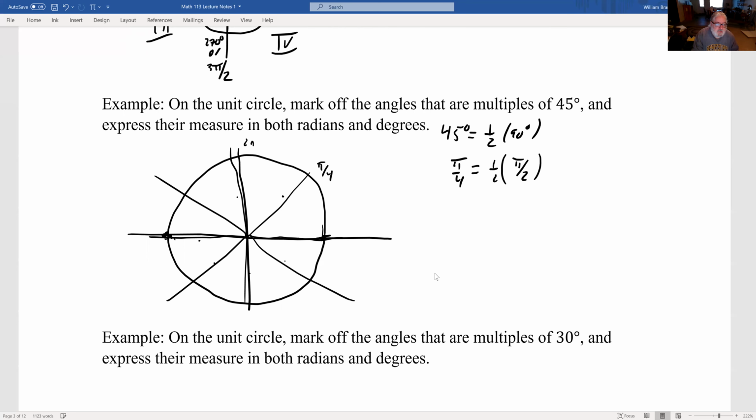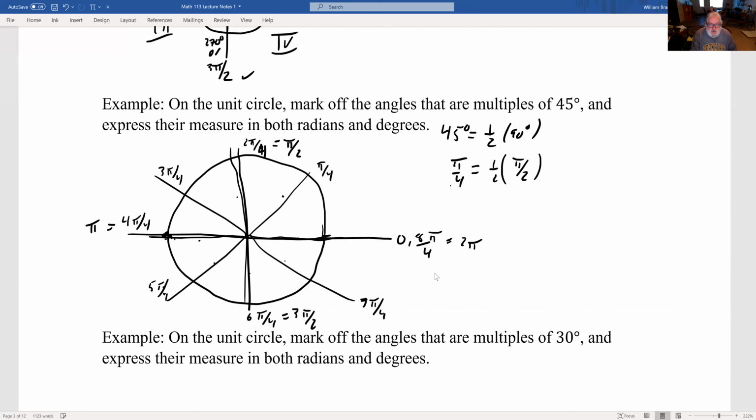This is 2 pi over 4, 3 pi over 4, 4 pi over 4, 5 pi over 4, 6 pi over 4, 7 pi over 4. And this is either 0 where we start counting, or it's 8 pi over 4. Some of these can be simplified. 2 pi over 4 simplifies to pi over 2. 4 pi over 4 simplifies to pi. We're happy with that. 6 pi over 4 is 3 pi over 2, which is what we had up here. And then 8 pi over 4 is 2 pi, so that's what's around the circle.